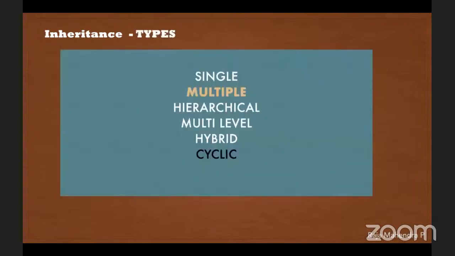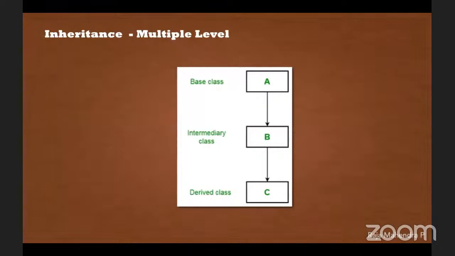Moving to the next one, what are the types of inheritance? Single inheritance, multiple inheritance, hierarchical inheritance, multi-level inheritance, hybrid, and cyclic inheritance. Look at this example, guys. I'm not talking about multiple inheritance here, but multi-level inheritance. In multi-level inheritance, we have a base class and a derived class, and in between there is something called an intermediate class, a bridge class. So between class A and class C there is a class B.